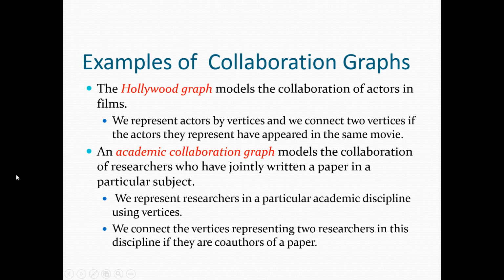Okay, an academic collaboration graph models the collaboration of researchers who have jointly written a paper in a particular subject. We represent researchers in a particular academic discipline using vertices, and we connect the vertices representing two researchers in this discipline if they are co-authors of a paper.